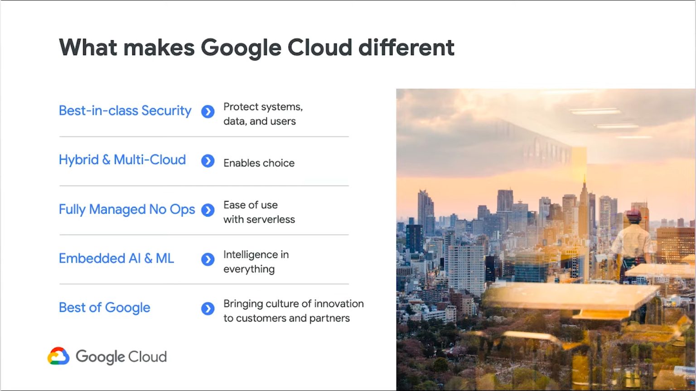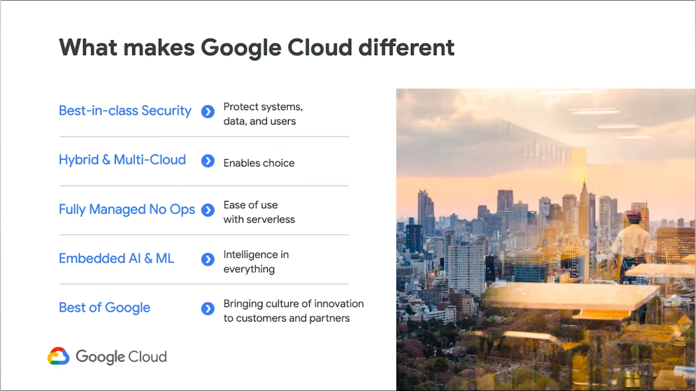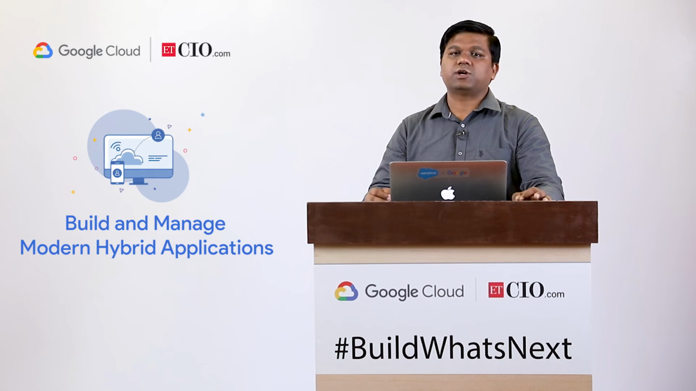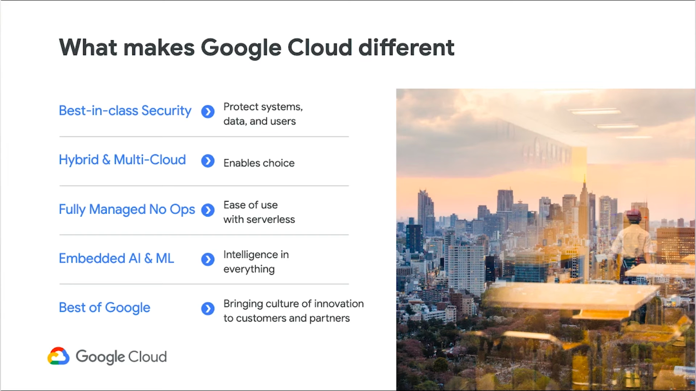Fully managed, no ops. This is the most important and critical factor. We don't want you to get engaged with managing the infrastructure. Your business priority is innovation, and we provide you a platform for all the innovation. AI and ML enabled, as I said, intelligence is the core. That's where you will see, even if you are running a single instance, you have intelligence running within that single instance of a machine. Best of Google, bringing the culture of innovation.